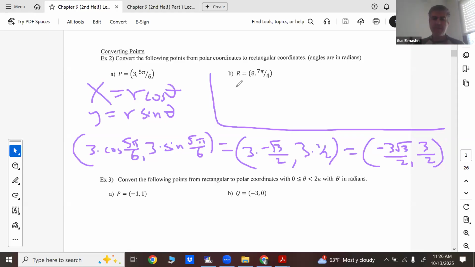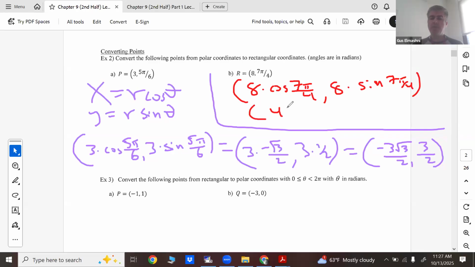So it should be the same thing as saying 8 times cosine of 7 pi over 4. What's 7 pi over 4 cosine? And then sine. So it would just be 4√2, comma, negative 4√2.